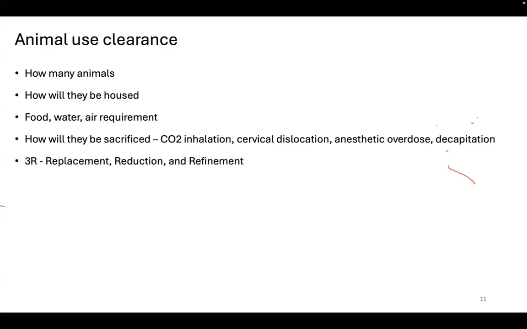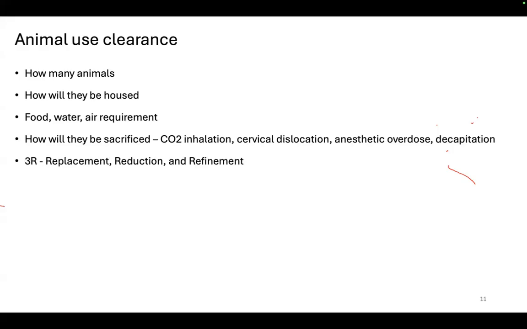So they can be euthanized through CO2 inhalation, or through anesthesia overdose. Once that happens, they can be decapitated, so the head is removed. Cervical dislocation is when the cervical bone at the back, the spine, is dislocated.